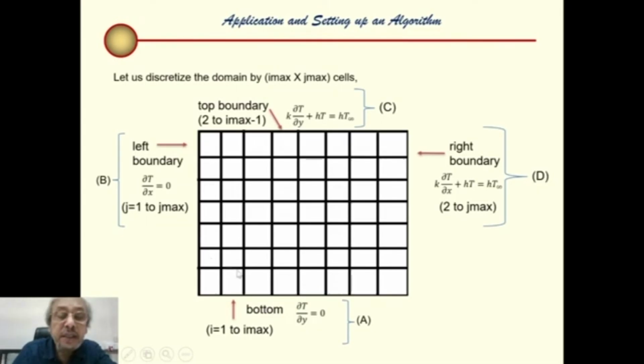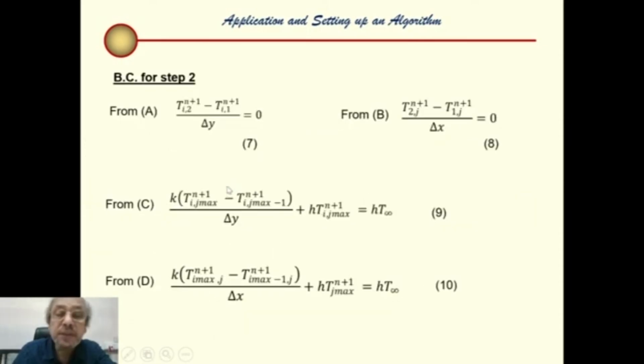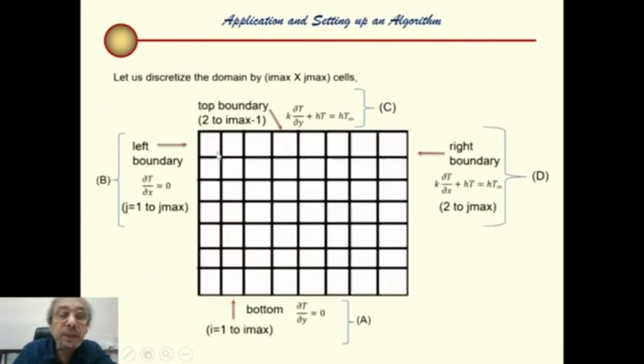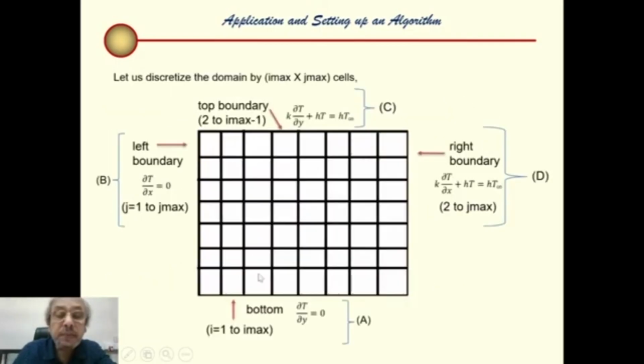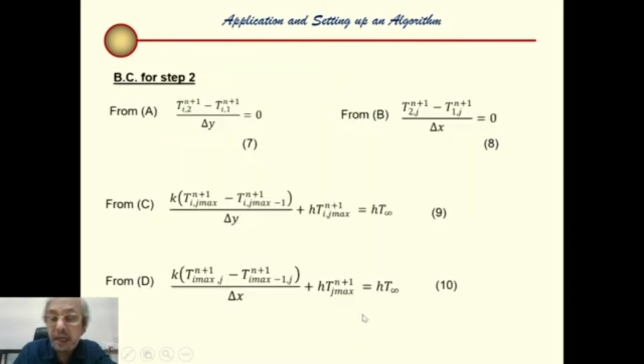So all these nodal temperatures are subtracted from the corresponding nodal temperatures delta Y below, divided by delta Y. That means T i2, where I is varying from 1 to I max, minus T i1, again I is varying. That's what we are saying. We are basically fixing the j coordinate to 2 and 1, divided by delta Y. That means setting up del T del Y here, and that is equal to 0.